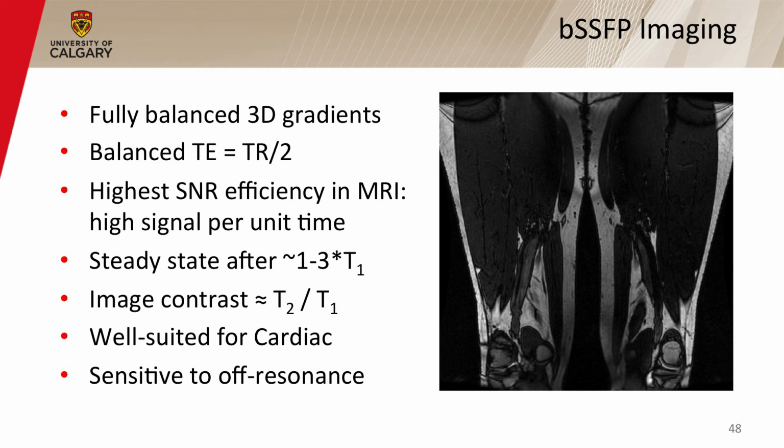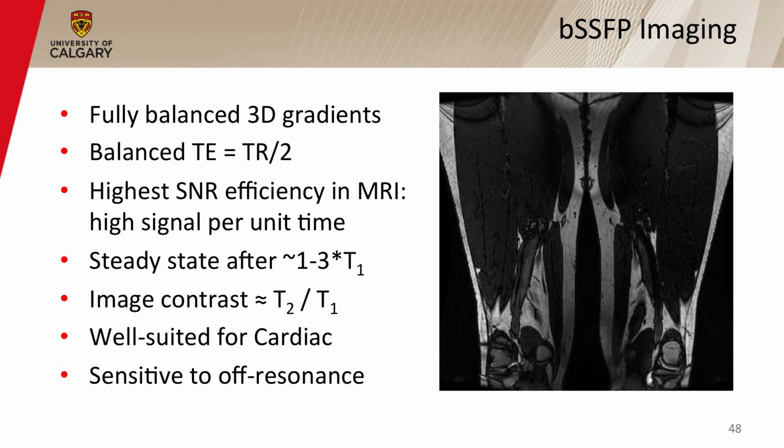Now, as the name implies, it's steady state free precession. The magnetization has to reach a steady state before you actually start acquiring your data, and that steady state usually arises after about 1 to 3 times whatever the T1 constant is for a particular chemical species, and I'll show that on the next slide.